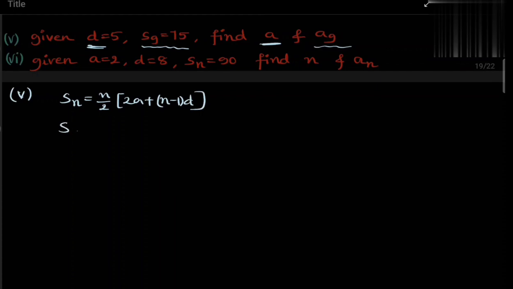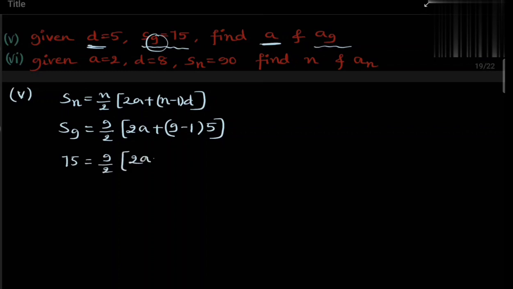So here Sn is nothing but S9. S9 means 9 is the number of terms. So it is equal to 9 by 2 into 2 times, we don't know the first term, so write it as a. n is nothing but 9, 9 minus 1, d is 5. Here S9 is 75, 9 by 2 as it is, 2a as it is plus 9 minus 1, which is 8, into 5.